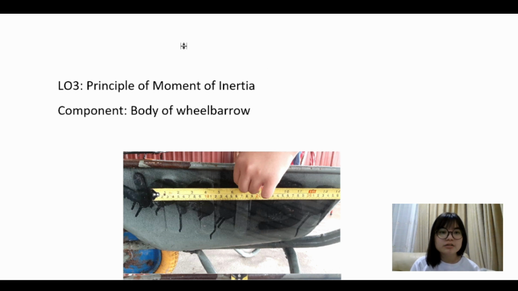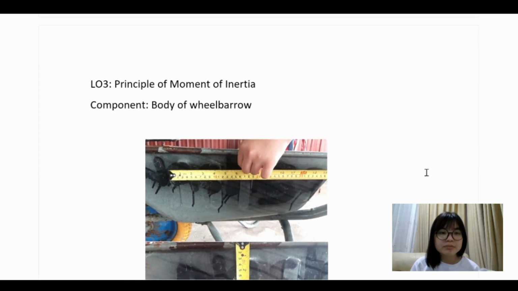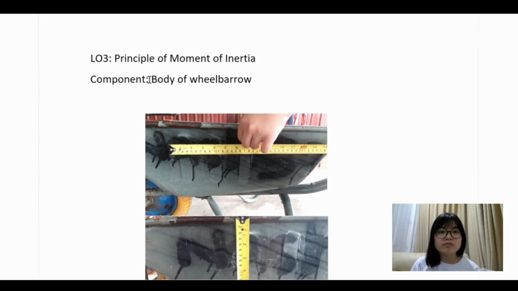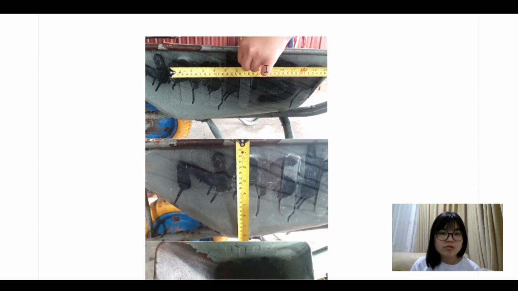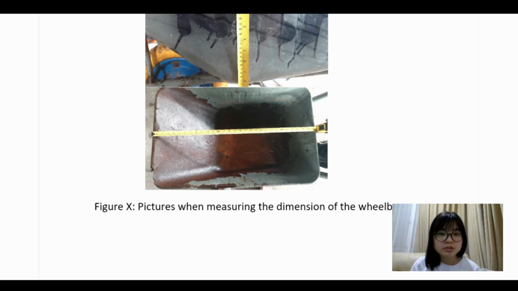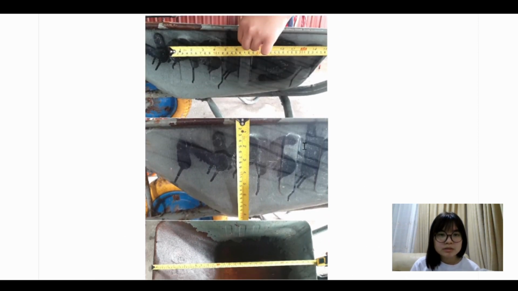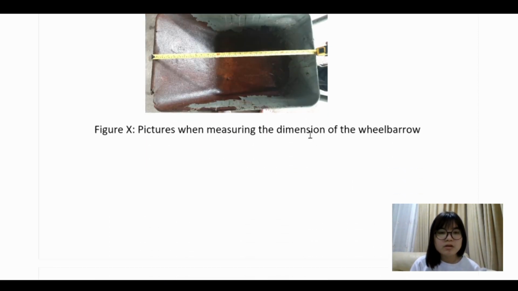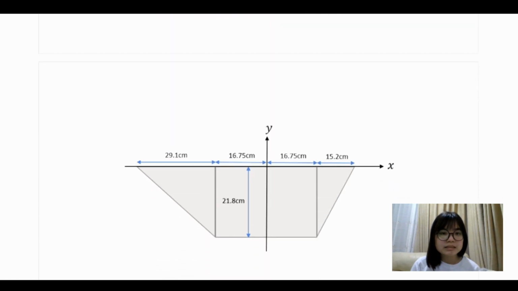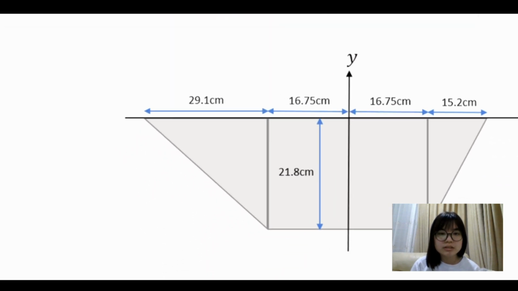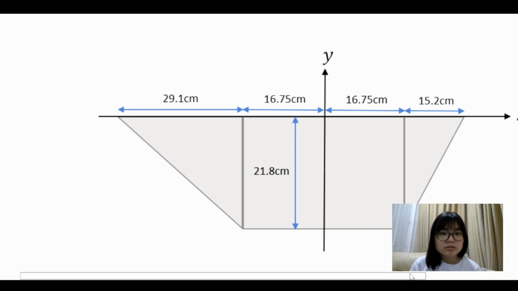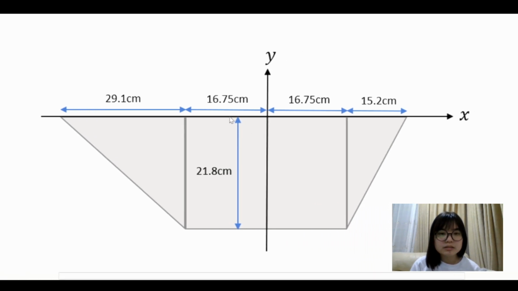Let us move on to our LO3, which is to choose one component from our example today and analyze it using the principle of moment of inertia. The component we choose for our example today is the body of the wheelbarrow. So here are some pictures of our team member measuring the dimensions of the wheelbarrow. And now we put the axis as shown in this picture. So the x-axis and y-axis are plotted as shown.